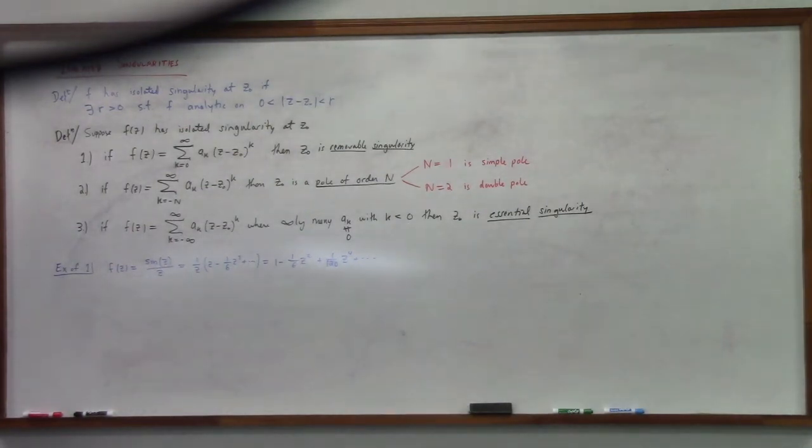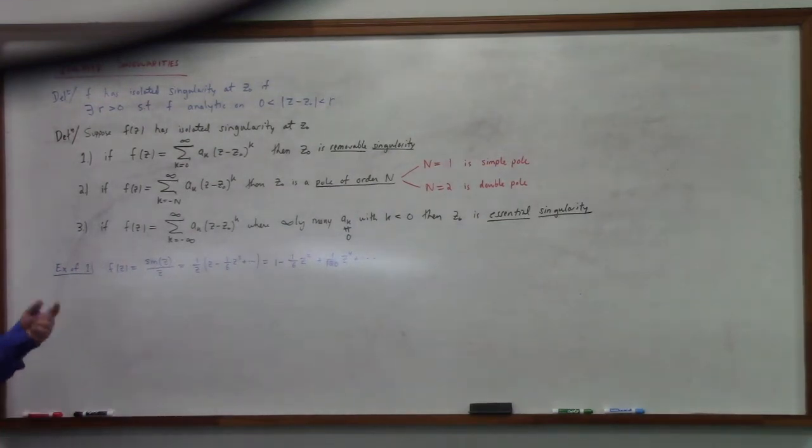Does it not turn to cosine? That's not cosine, no. Cosine starts with 1, but then it has minus 1/2 z squared. Okay. Yeah.